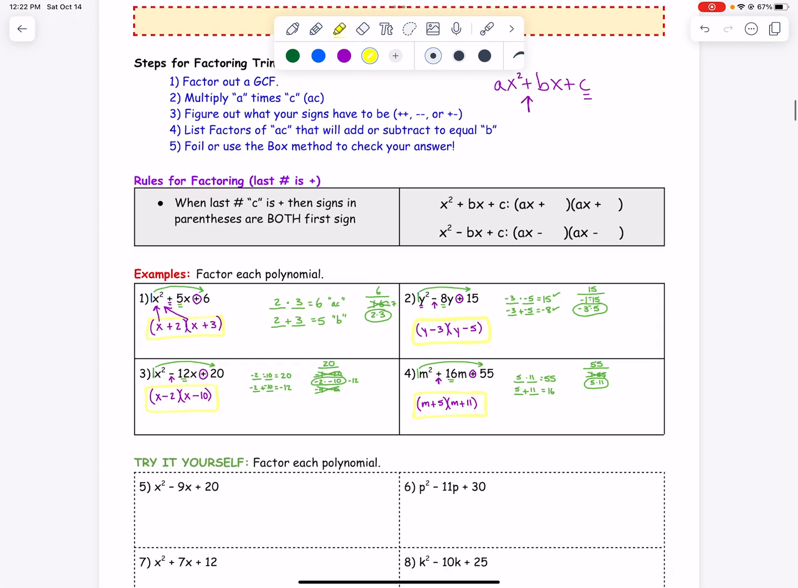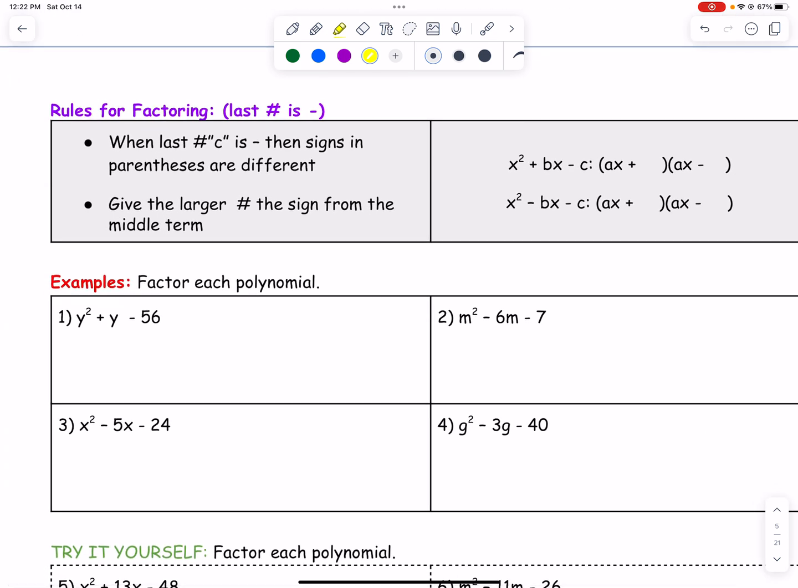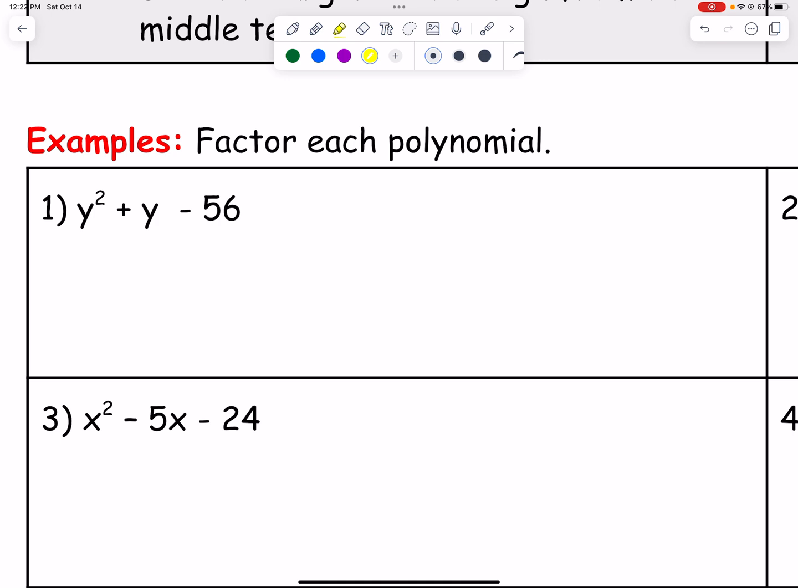So let's look at some other types. This next rule says when your last number is negative, or your c value is negative, then the signs in the parentheses are different, and you want to give the larger number the sign from the middle term. Let's take a look at an example of this. In this one we have y squared plus y minus 56. So we know the signs are going to be different, and we know the middle is plus, so this is going to need to be our larger number.